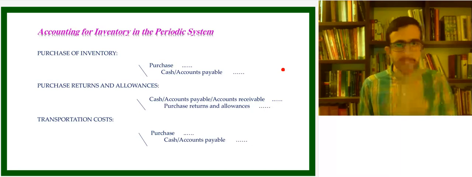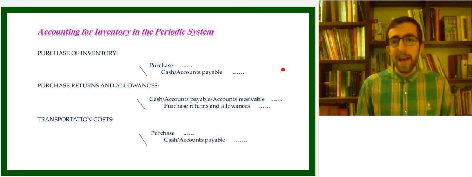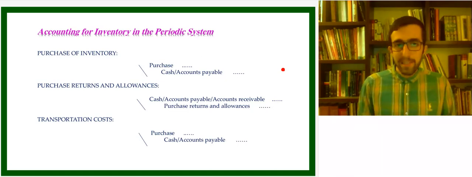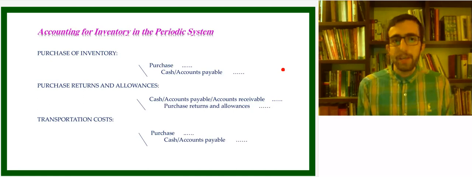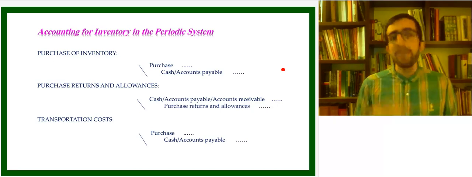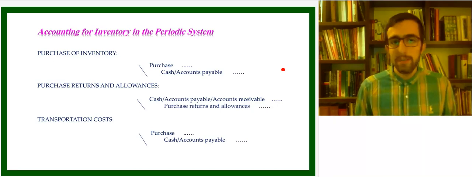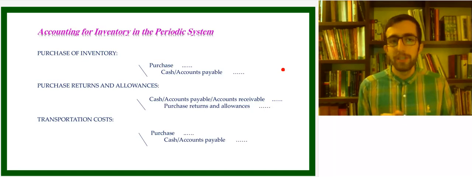But in the periodic system, we don't have any cost of goods sold and inventory, and we wait until the end of the period. After that, we count the amount of the inventory, and then we can make a journal entry. Another point in the periodic system is that in the entry, instead of inventory, we have purchase.